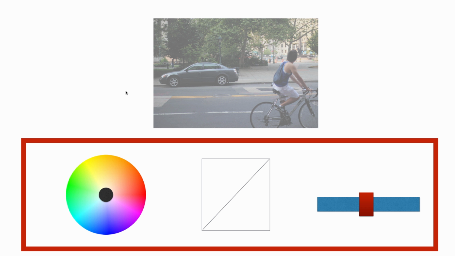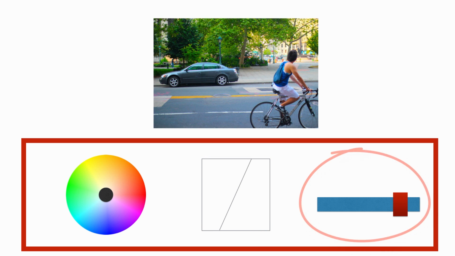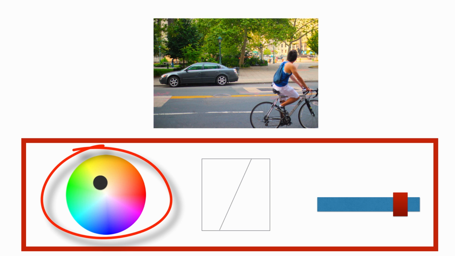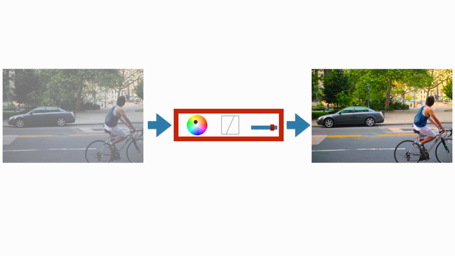LUTs. What is a LUT? In order to correct an image, you might add contrast, add some saturation, and add a certain color cast to the image. So through these changes, you end up transforming the image from this to this.